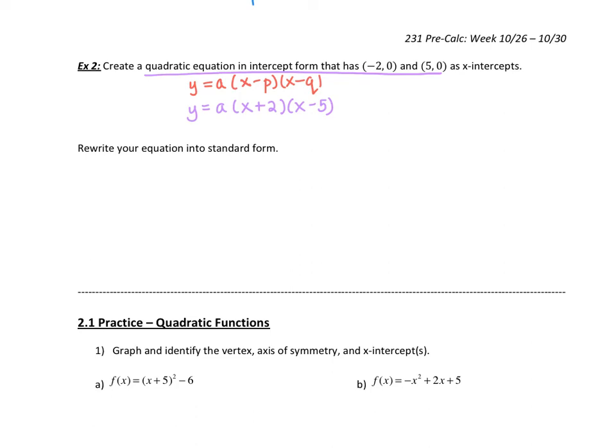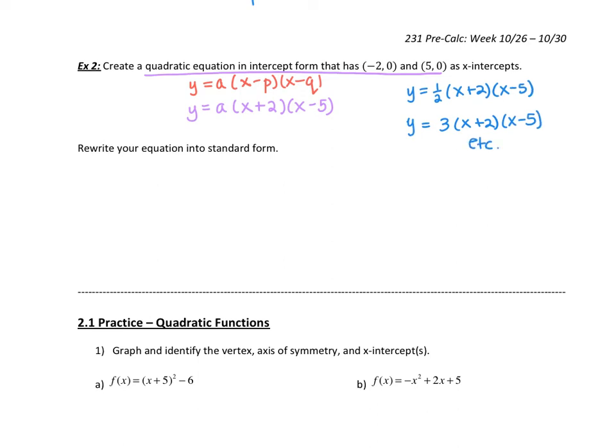So that's my equation. In this case, it doesn't give me enough information to figure out exactly what a is, and it doesn't seem to restrict a to any number. So it just says to create any quadratic equation with these x-intercepts. And so your answer could be y equals 1/2 times x plus 2 times x minus 5. Your equation could be y equals 3 times x plus 2 times x minus 5, etc.